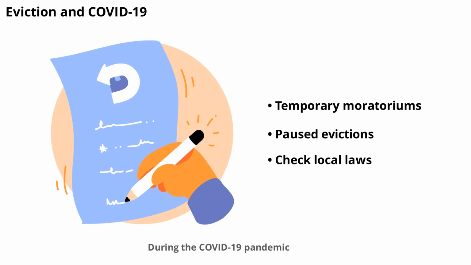During the COVID-19 pandemic, many governments introduced temporary eviction moratoriums to protect tenants facing financial hardship. These measures paused most evictions for non-payment of rent, giving tenants time to recover. However, these protections were temporary, and most have now expired. It's important to check current local laws for any ongoing protections or assistance programs related to eviction.